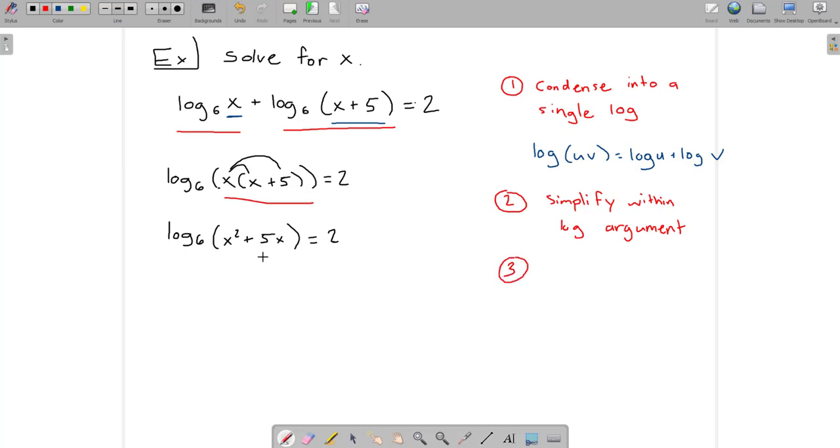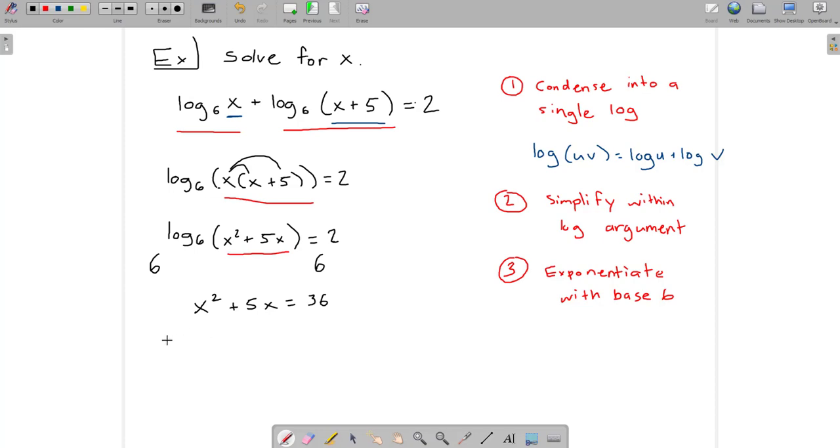Okay, so now we know how to solve this. We want to exponentiate using base 6. Right, we always have to match the base of the log. So let's take 6 to the power on both sides. So we now have 6 to the power log base 6 of that argument, and 6 squared on the other side. So the 6 and the log 6 are going to undo each other. So we have x squared plus 5x on the left side. And now we have 6 squared on the right-hand side, so that's going to be 36.